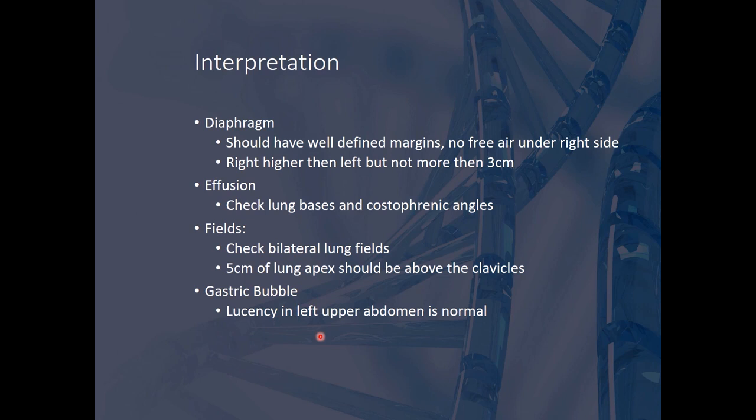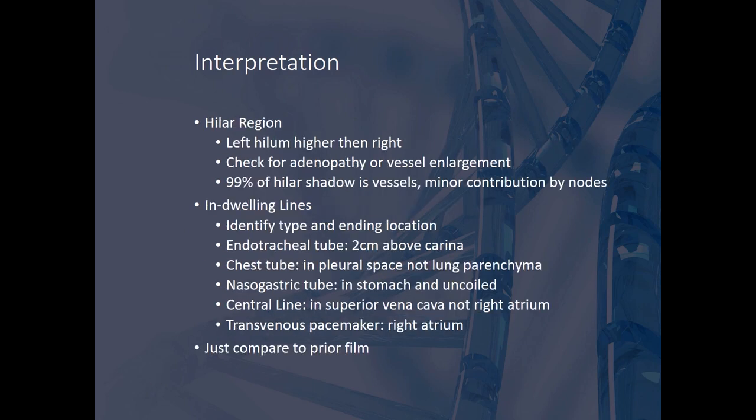Effusion, again, we talked about the costophrenic angles. We're going to check the lung bases, the fields of our bilateral lungs, and we should see the apex above the clavicles when we're talking about the lung fields. Our hilum, the left, is going to be higher than the right. This is where you check for adenopathy, vessel engorgement. When we see the hilar shadows, the vast majority of that is the vessels, more so than the nodes.